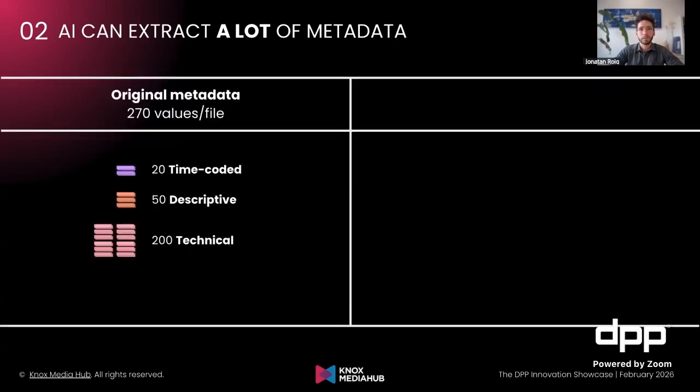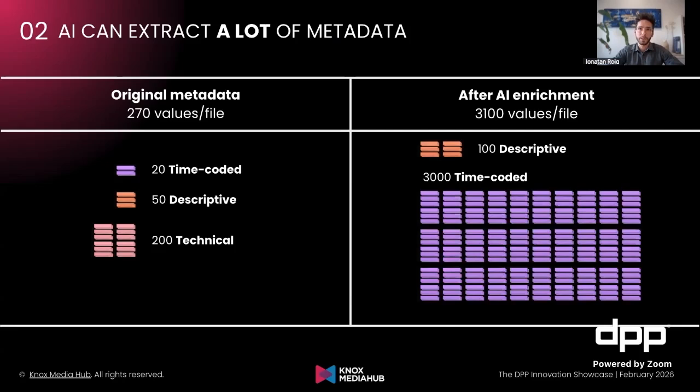Now, I wanted to compare how this has been scaling for a few years. This is nothing new, but it is something that we have seen growing. Originally, we had around 270 metadata values per file, but with AI enrichment, we can get to 3,000 very easily if we analyze, I don't know, object detection, faces, and we want a lot of accuracy in terms of the time code to identify many things.